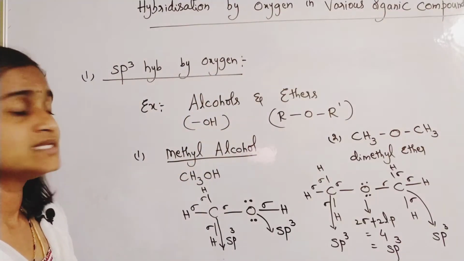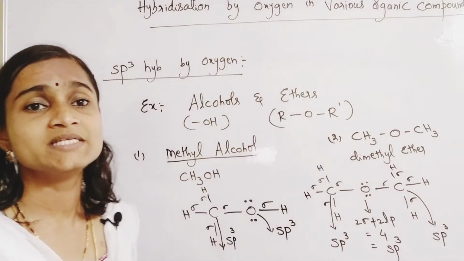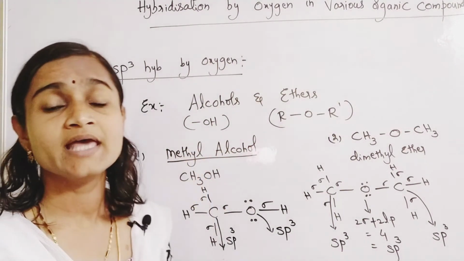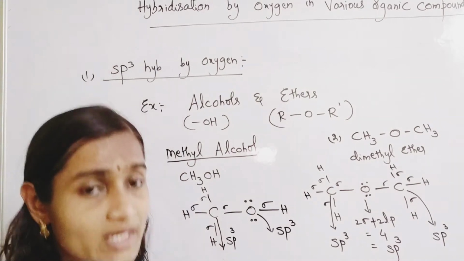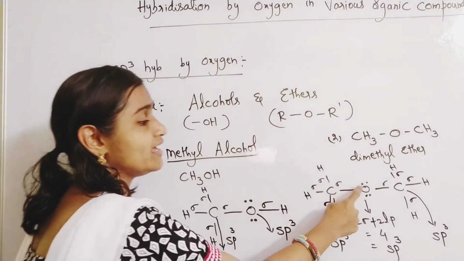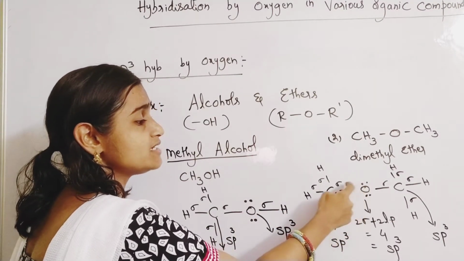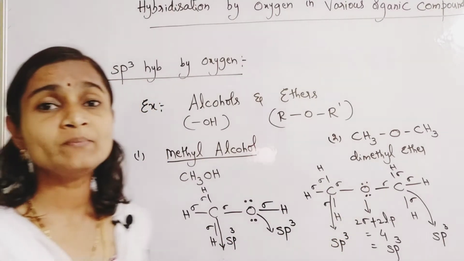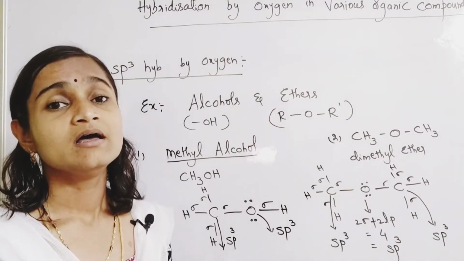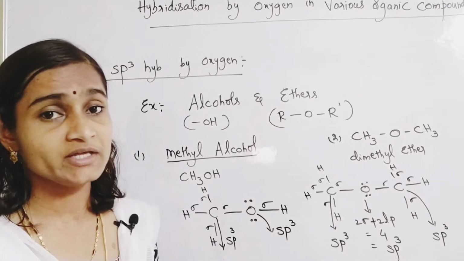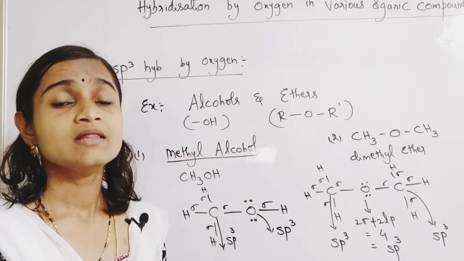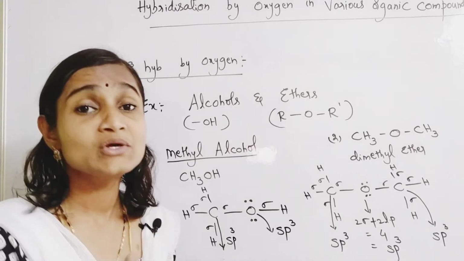So in case of alcohols and ethers, please remember, oxygen exhibits sp3 hybridization. Okay, so this is the first case. In both the cases you are finding 2 sigma bonds and 2 lone pairs. If 2 lone pairs of electrons are present in sp3 hybridization, then like in the water molecule, oxygen is exhibiting 2 lone pairs and 2 sigma bonds, isn't it? Then its shape will be angular.